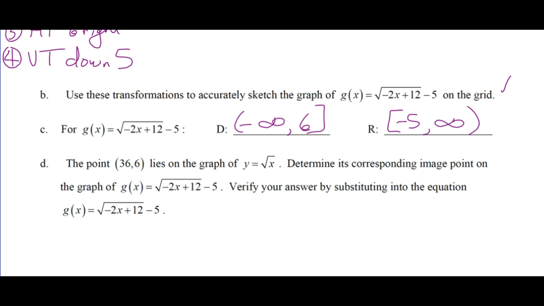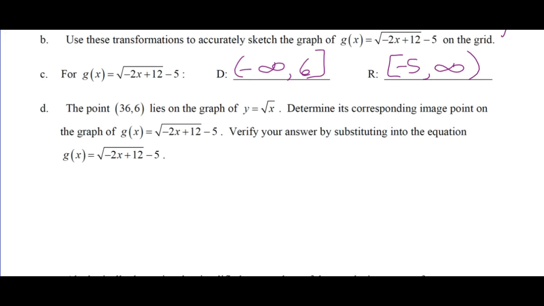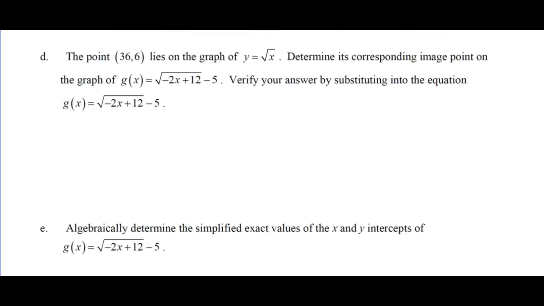The point (36, 6) lies on the graph of y equals root x. Determine its corresponding image point on the graph and verify your answer by substituting. Okay, what was the first transformation we had? It was like an HS by a half. Okay, so where are we now? 18 and 6, right? Okay, then what? We reflected on the y. So where are we now?